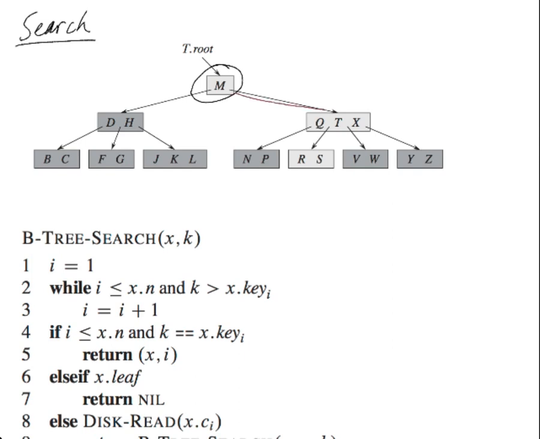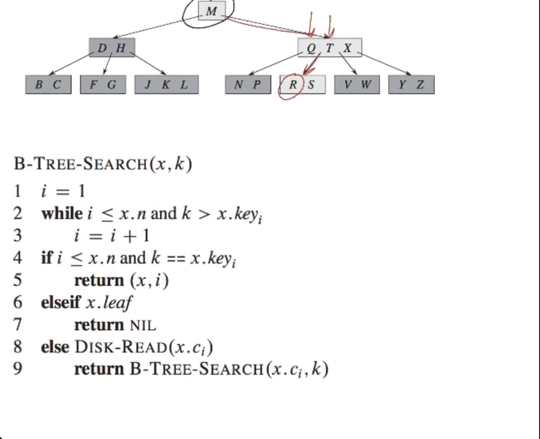Then I look at the first key. Is R less than Q? No. I look at the next key. Is R less than T? Yes. So I'm going to go down this second branch, and then I can search through the keys in that node and find R. Here's the actual algorithm.